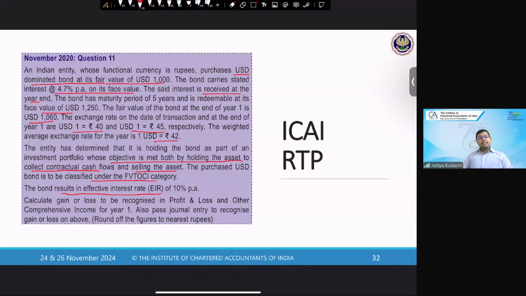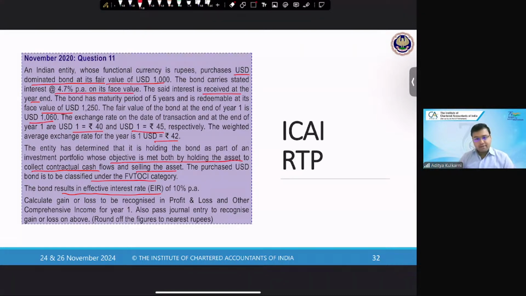Okay. Another question from financial instruments. First of all, you tell me, what is this instrument for the entity? Is it an asset or is it a liability? Asset. Okay. We are all confirmed on that. Hemant, everybody confirmed it is an asset.